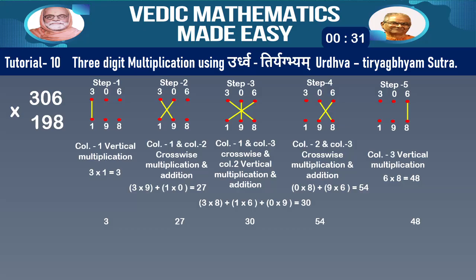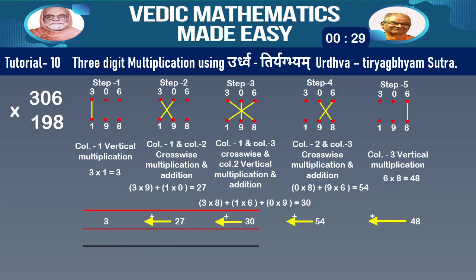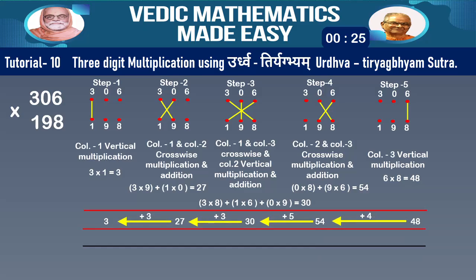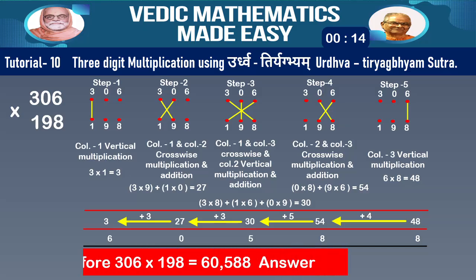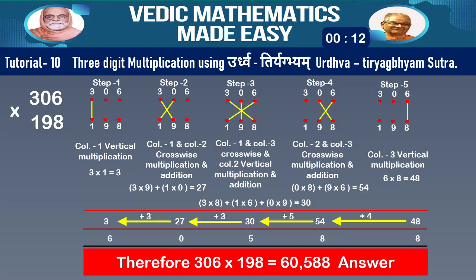As usual, retaining only unit place digit and carrying the remaining digits to the previous step values and adding, we get 60588. Therefore, 306 into 198 is equal to 60588. That is the answer. Very easy, isn't it, friends?